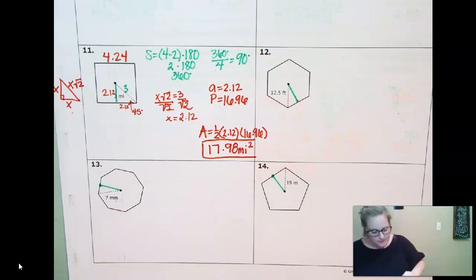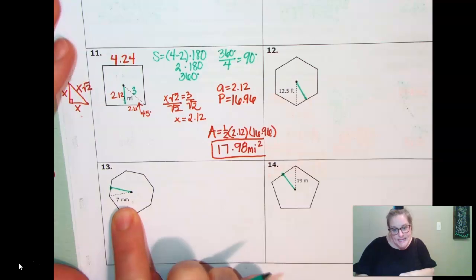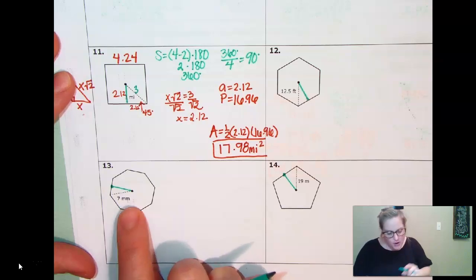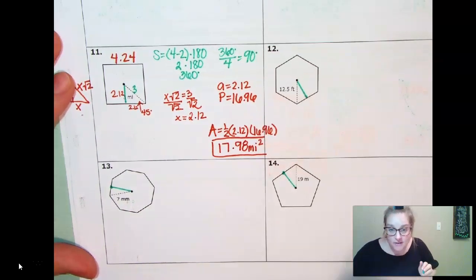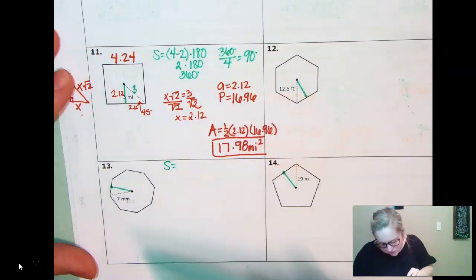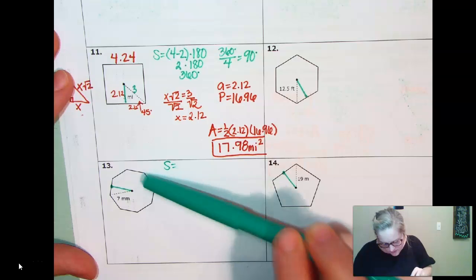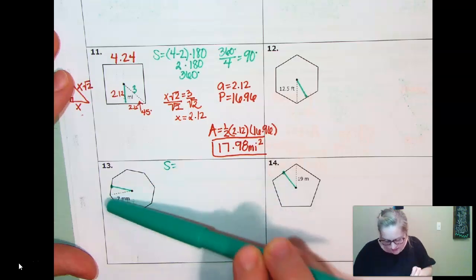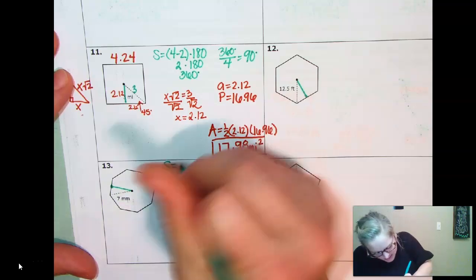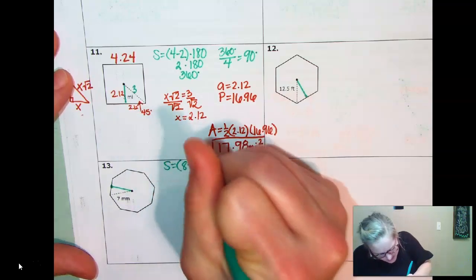So here we go. We know the radius is 7, which is the hypotenuse of our right triangle. So what I'm going to do is first find my degrees. I need to know the number of sides. So this is 1, 2, 3, 4, 5, 6, 7, 8. Did I count that out right? 1, 2, 3, 4, 5, 6, 7, 8. That's right. So 8 minus 2 times 180.